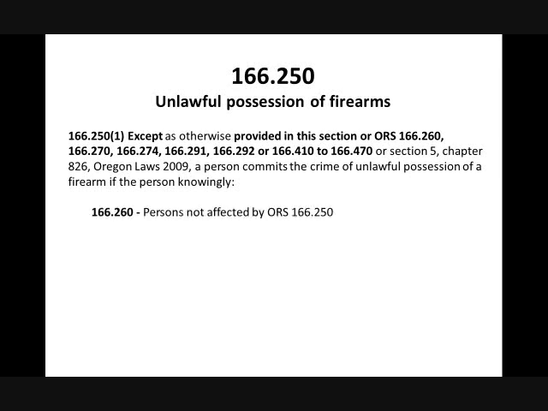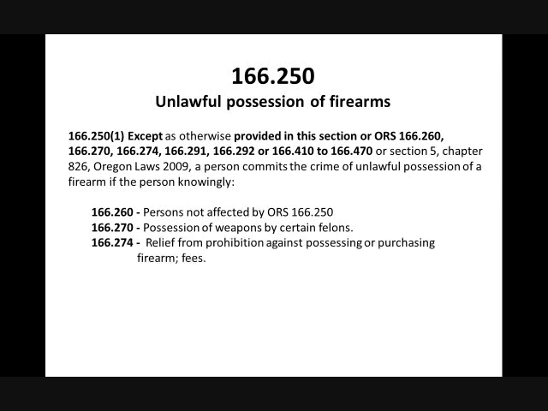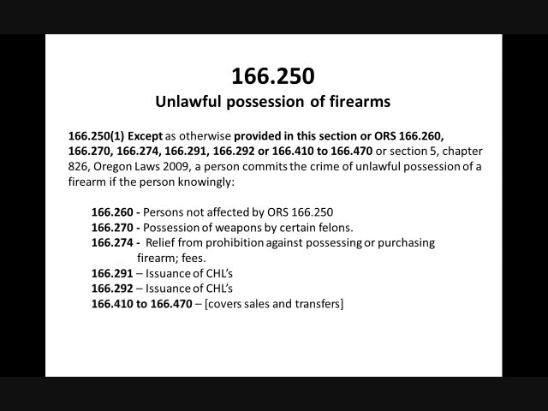provided is. So 166.260 is persons not affected by 250. 270 is possession of weapons by certain felons. 274 is relief from prohibition against possessing or purchasing firearms and fees, not too important to us. 291 and 292 are the issuances of CHLs. And 410 to 470 covers sales and transfers. Then Section 5, Chapter 826 of the Oregon Laws, they don't come into effect until 2016, so we're not going to worry about that in this video. So the only ones that really give us an exception as otherwise provided are 260 and 270.